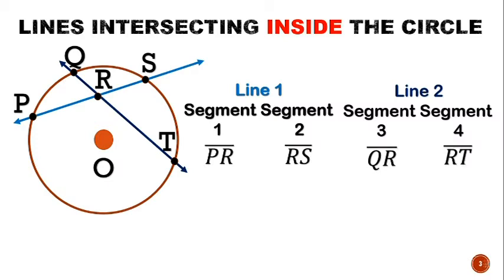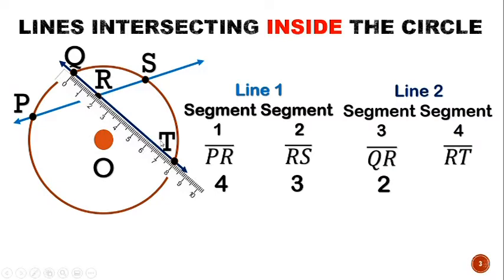Now, let's identify the measurements of each. For PR, okay, you have 4. And then for RS, be careful with this one kasi hindi naman talaga siya 7. So, dito tayo magsisimula kasi sabi RS. So, dito, 1, 2, 3. So, that should be 3 only. Now, for QR, that will be 2. And then for RT, that will be 6. So, 8 kasi yung total minus yung 2 sa QR. That will be 6. Okay. Try to identify the relationship.